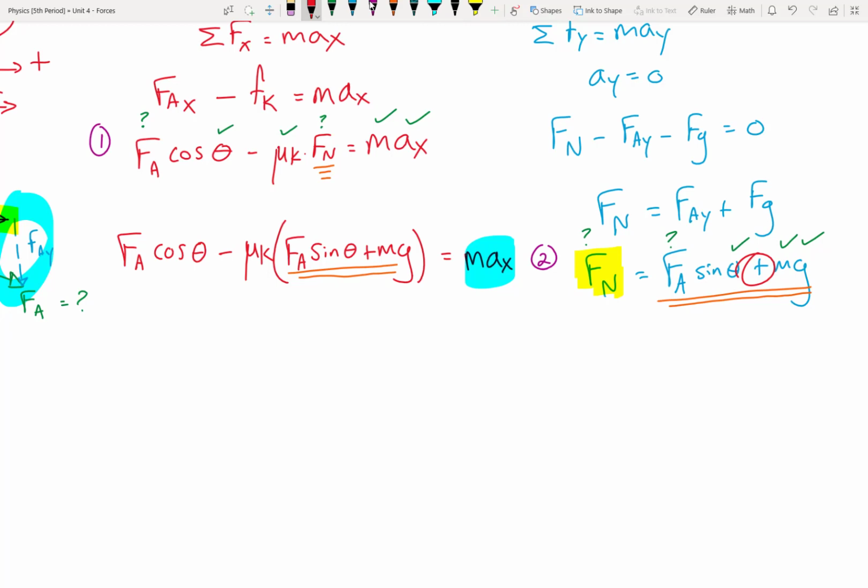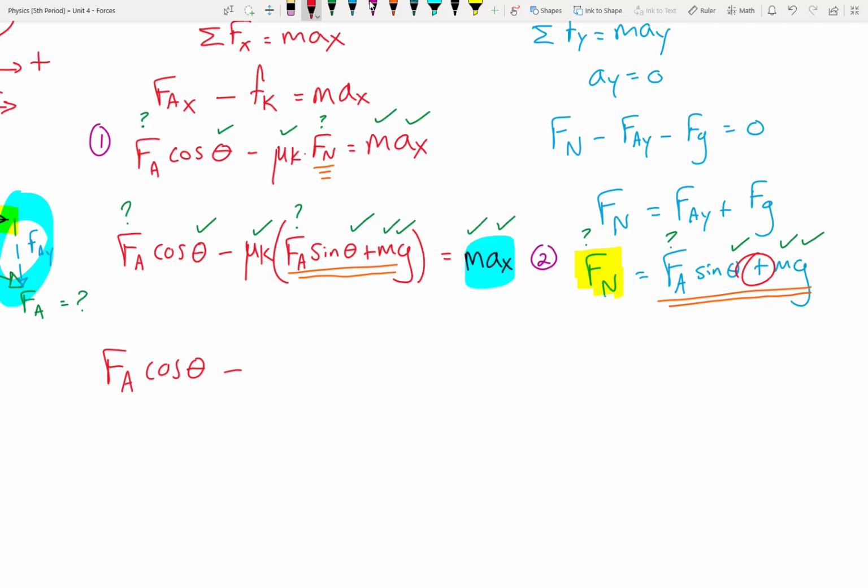All right, now we got to get our FA by itself. This is the thing we're looking for. Everything else we know: theta, we know mu k, we know m, we know g, we know the acceleration. So it's, again, just a matter of now getting FA by itself. Once you have it set up with the physics concepts correct, this is just algebra now.